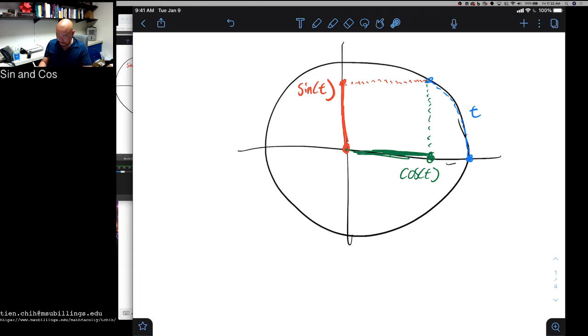So cosine of t would start at 1, it would go down to 0, it would go down to -1, and then it would go back up to 0, right? Because we've not moved forward or back, and then it will go back to 1.